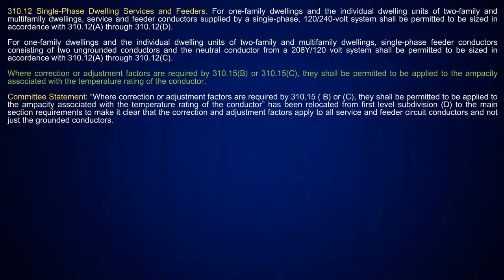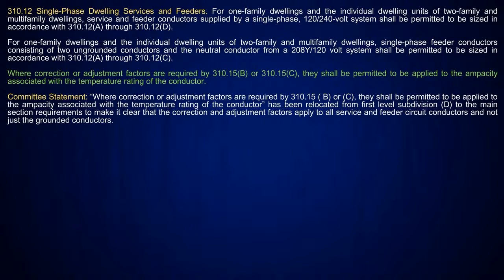But if you have a THWN/THHN, now you can come over and use the 90-degree C column. So you have to look and see what type of conductor it is, and that's why it's very specific there, saying associated with the temperature rating of the conductor. Did that change from just always being 90? No, it's always been that way.